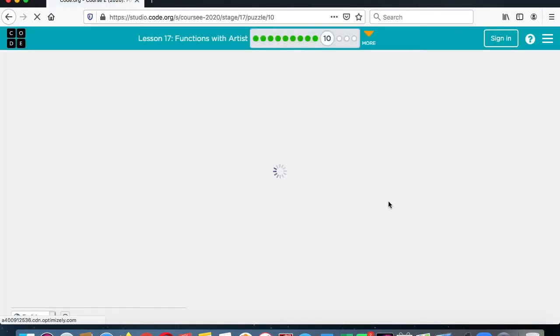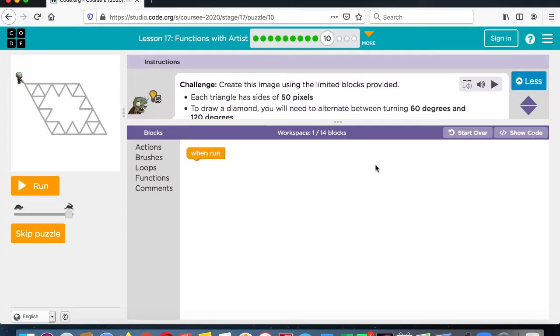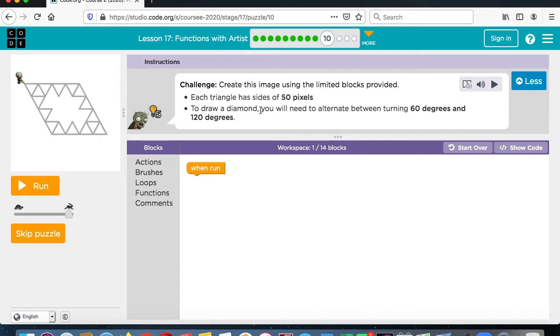Okay, let's look at the challenge puzzle. This is really, really difficult, but we're going to make it work. We have to create this image here, and each triangle is 50 pixels. So the first thing we'll do is make a triangle. This is similar to the other one, triangle.